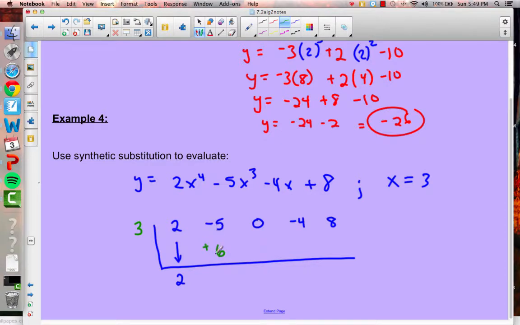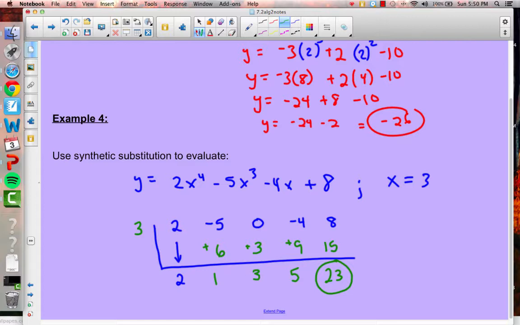So what's negative 5 plus 6? Well, that gets us positive 1. All right? And now what's 3 times 1? That gets you 3. And then we can add them together. So 0 plus 3 is 3. And then we do it again. 3 times 3 is 9. So it's just multiplying. What's negative 4 plus 9? That gets us positive 5. And then 3 times 5 gets us 15. Well, what is 8 plus 15? That gets us 23. So the last number that you get is going to be your final answer.